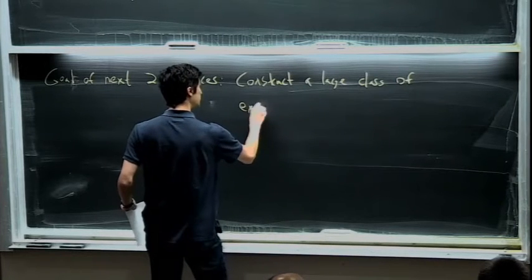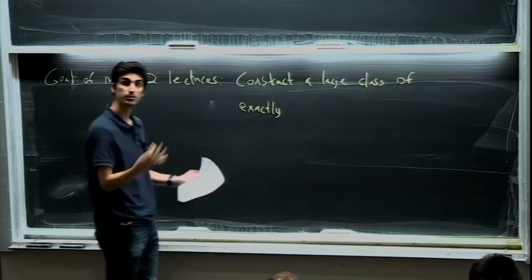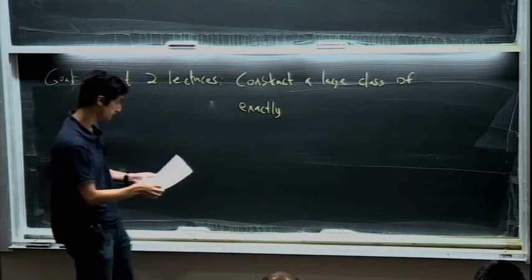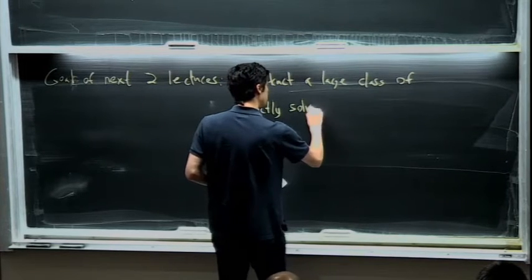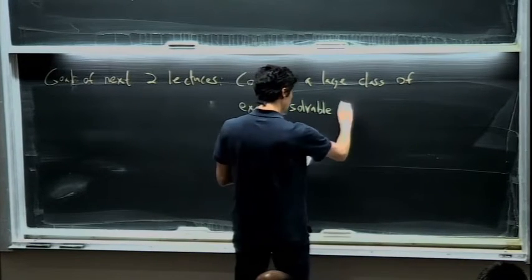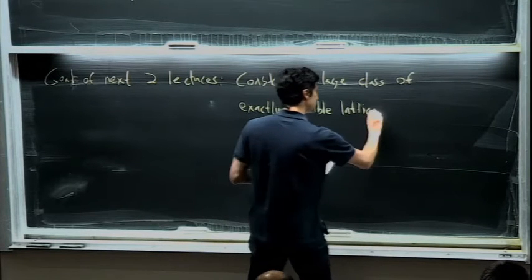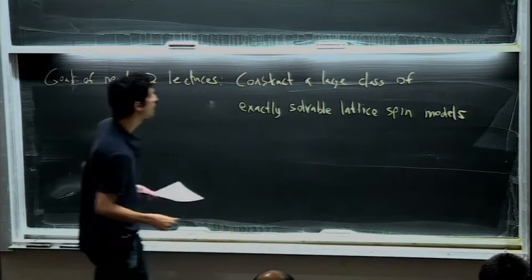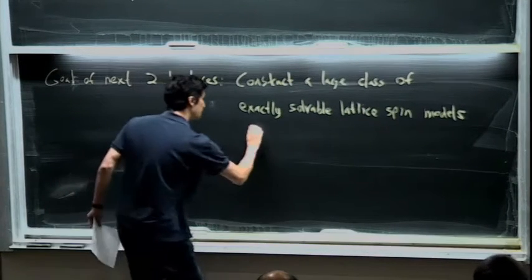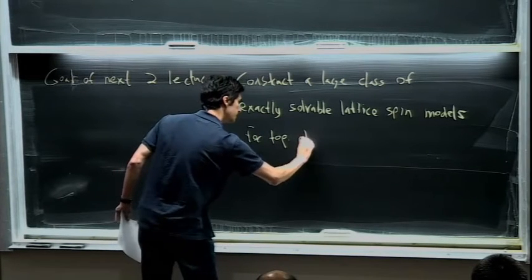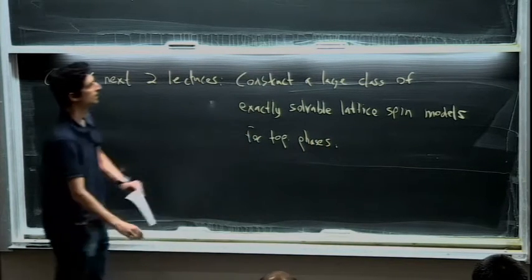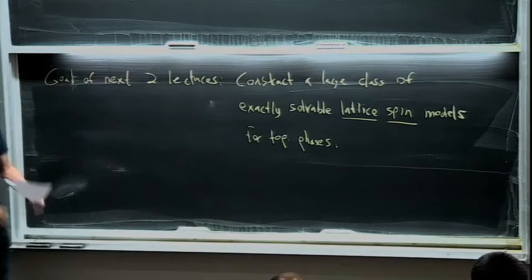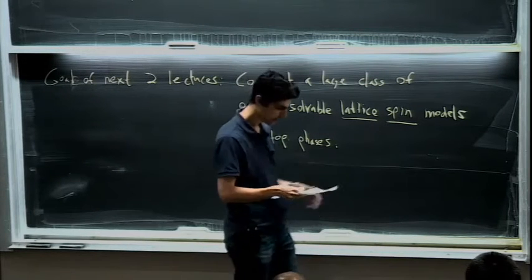And these are going to be lattice models, and importantly, they're going to be models of spins. So we'll really be talking about topological phases that are built out of spins or bosonic degrees of freedom, which should be contrasted with, for example, fractional quantum Hall states, which are built out of electrons. So the goal is to construct a large class of exactly solvable lattice spin models for topological phases. And as I said, the important thing here is lattice and spin, to contrast it with fractional quantum Hall, which is continuum and, of course, is built out of electrons.